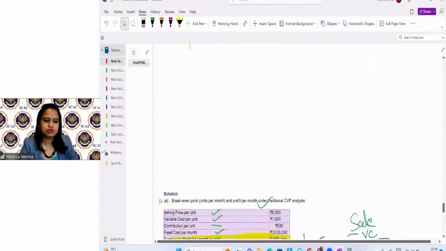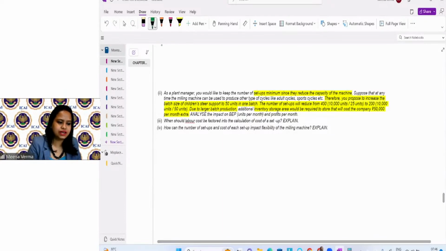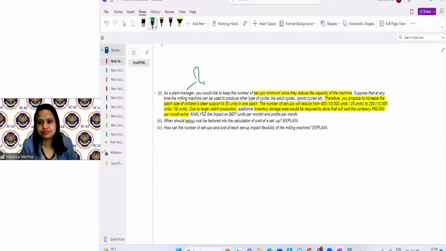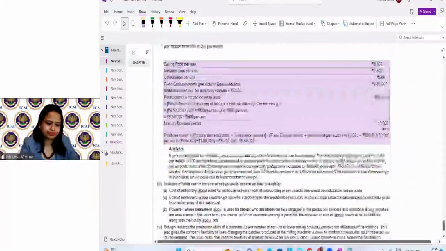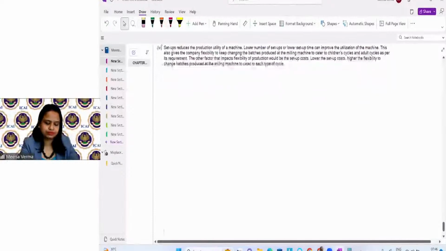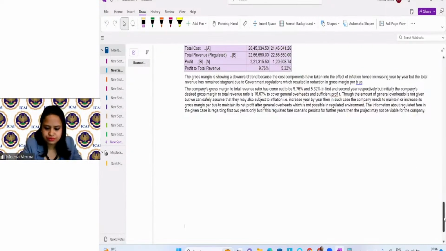Okay. Now the next portion of the question. Let's read the next portion. So this is the second portion of the question. What is the second portion? As a plant manager, you would like to keep the number of setups minimum. Now see, the question is also related to just in time. Why? Let me show you just in time first. Give me 1 minute. Let me show you the just in time also.